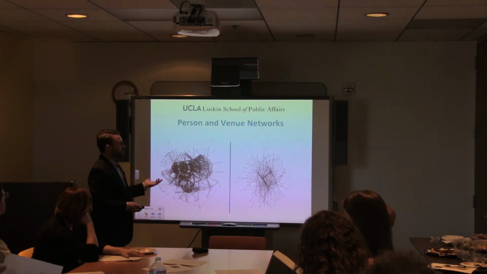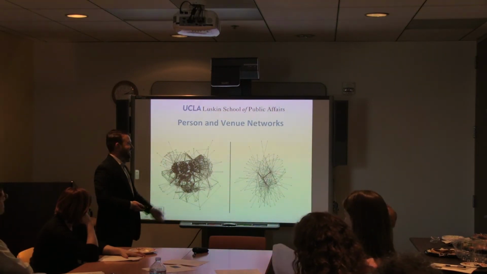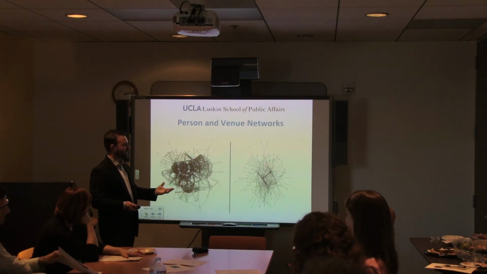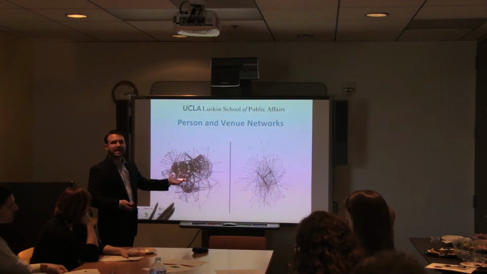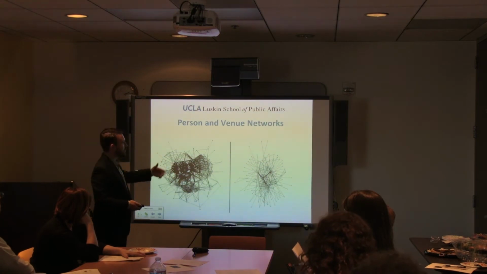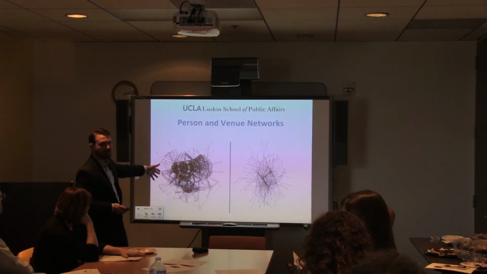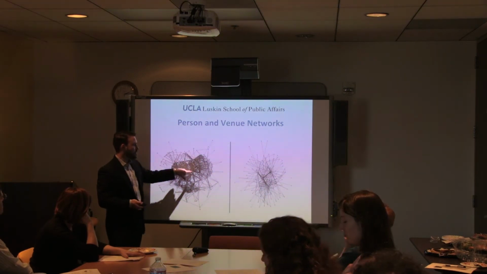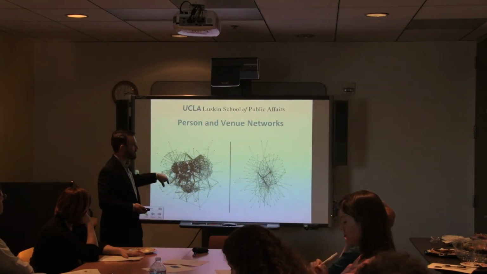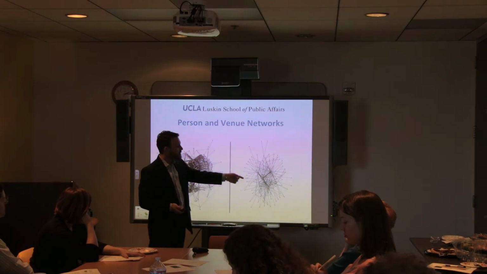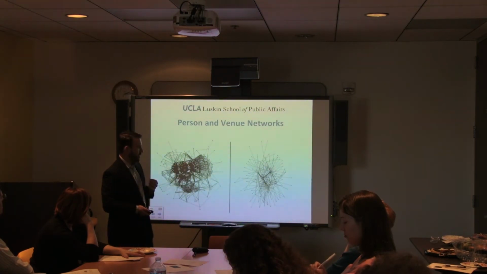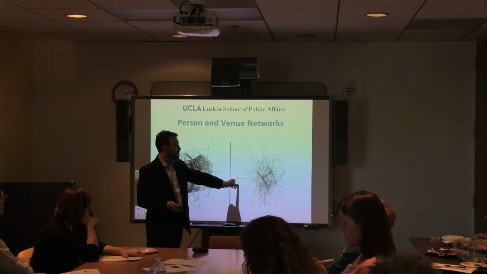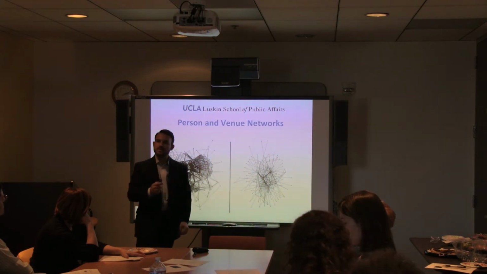These are some examples, which those of you who've seen some version of this talk before have seen. Basically, these are examples of network visualizations. On the left is a person-by-person network, where you see many individuals connected to each other by venues. On the right-hand side is the venue network, where the nodes are venues, and the ties between them are individuals who cross those social spaces.